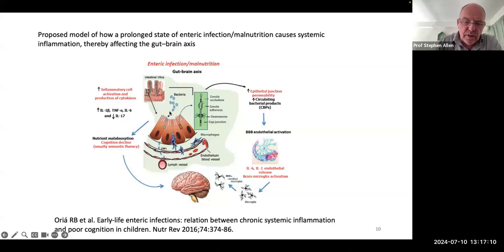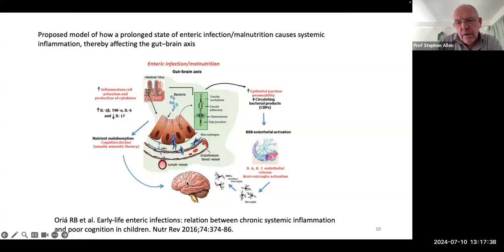So it's about dysbiosis, gut bacteria leaking through the tight junctions, stimulating inflammatory and immune responses. So you can see here in pro-inflammatory cytokines. These then impact on the brain microglia, which is crossing the blood-brain barrier, and impair brain development. And also here's a malabsorption component to that.